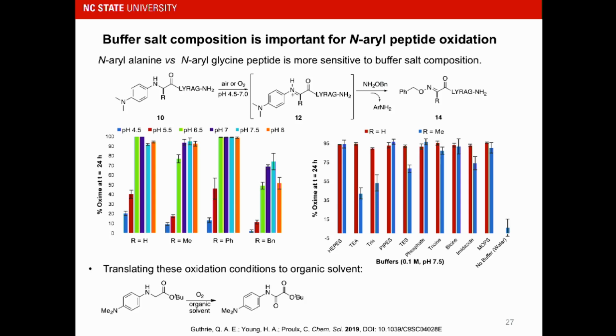I asked my student to try to do these oxidations in organic solvent for reasons I'll explain in just a second, but perhaps not too surprisingly, any organic solvent under air would oxidize the glycine derivative to the oxalic acid derivative. If we do the same experiment with the alanine, absolutely no organic solvent will get this to undergo oxidation to the ketimine. So there must be a special buffer effect that we will have to try to mimic to be able to get this oxidation to go in organic solvent.